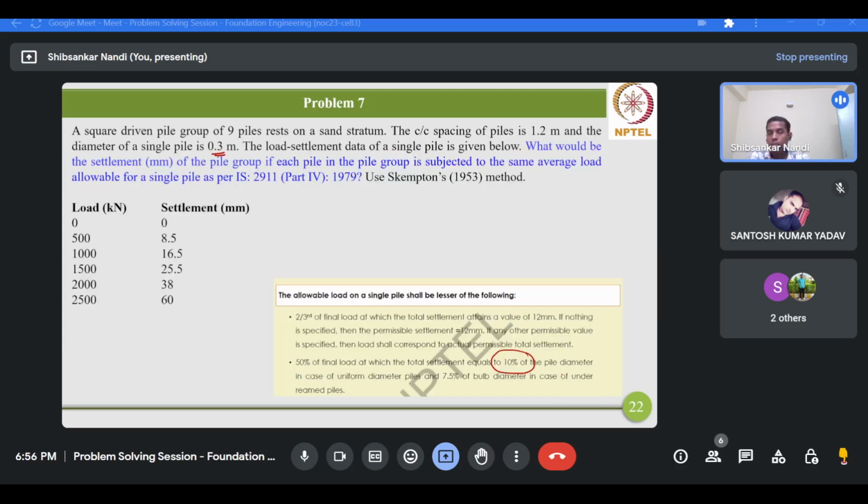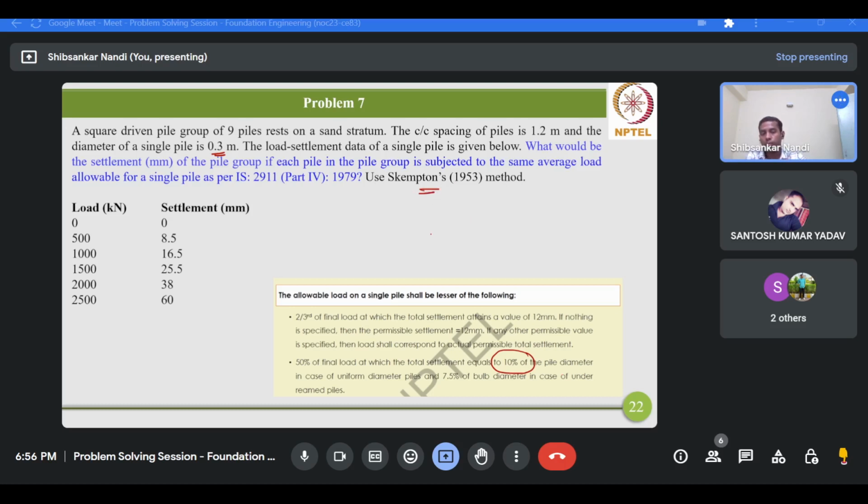Now in this session, through this problem, we'll see how to extrapolate the settlement of an individual pile to the settlement of a group of piles. One condition we need to satisfy is that each pile in the pile group should be subjected to the same average load. If this is the scenario, then we can extrapolate the settlement of an individual pile to the settlement of the pile group. How that is done we'll see, and for that we'll use Kempton's method.